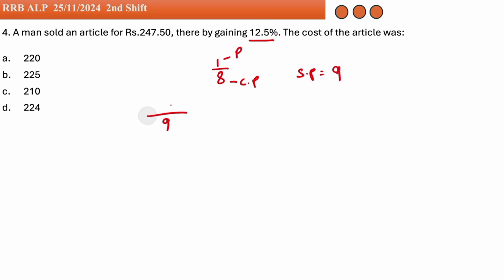Now 9 units is 247.5. So what is 8 units, that is cost price. So 9 ones, 9 twos 18, carry 6, 9 sevens 63, carry 4, 9 fives 45. 27.5 into 8 is 220. So our answer is option A.